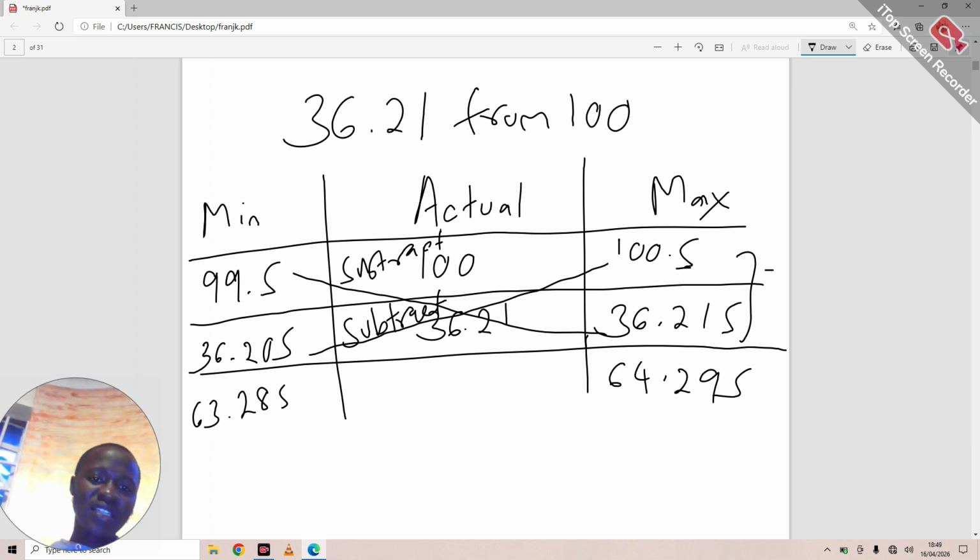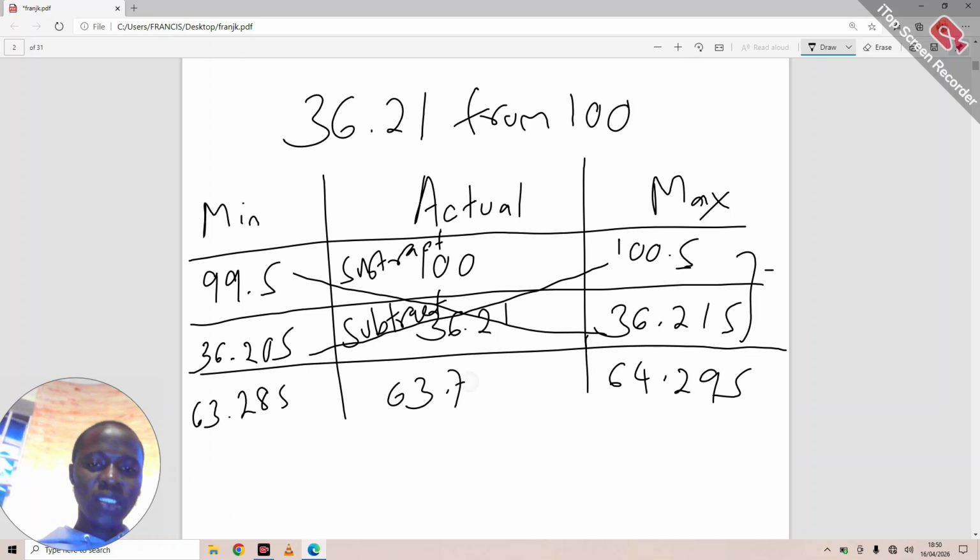Then the actual column is just direct. Take 100 minus 36.21, you get 63.79.